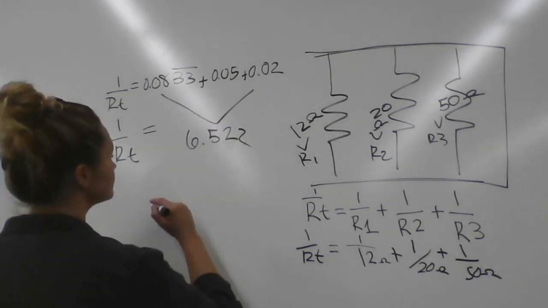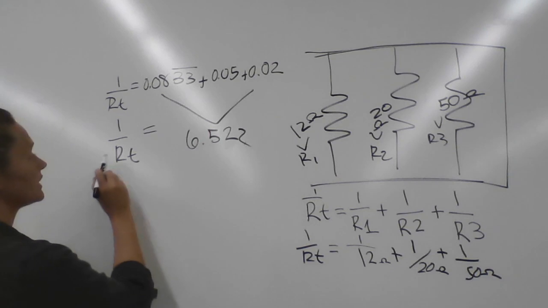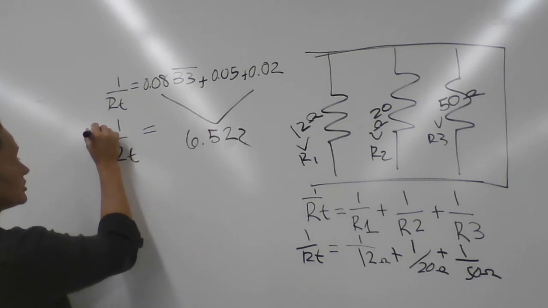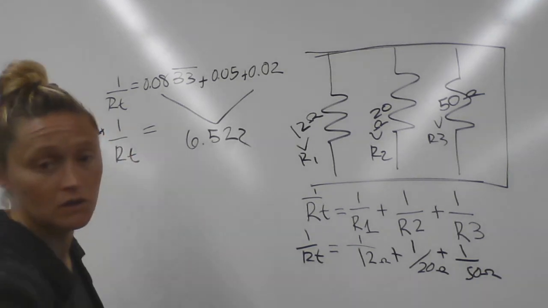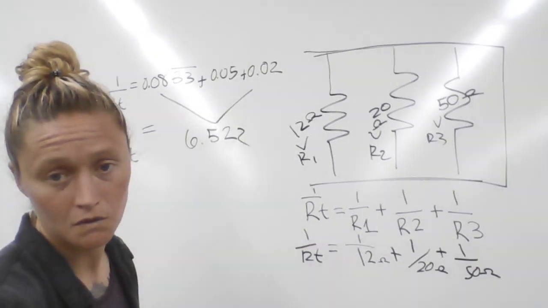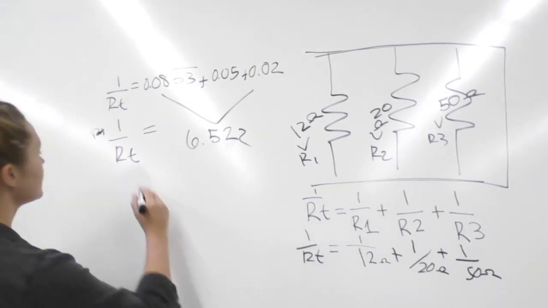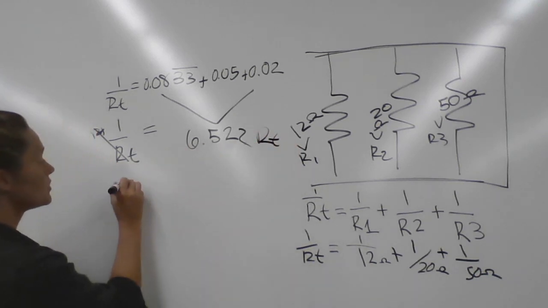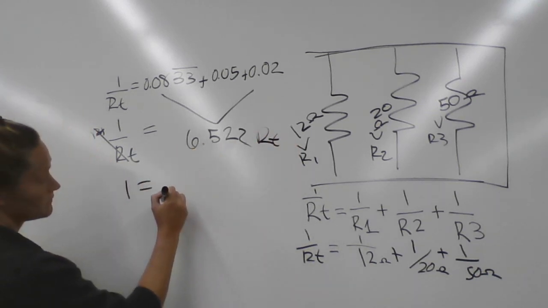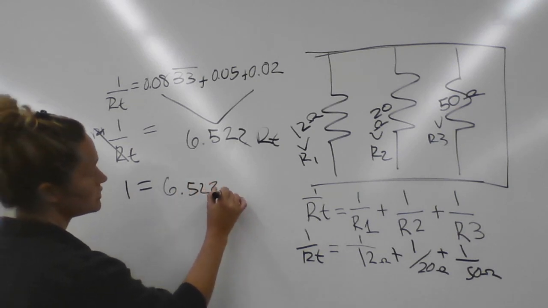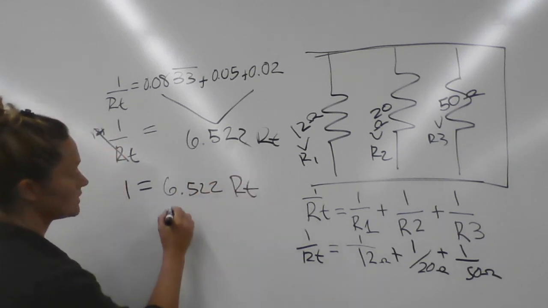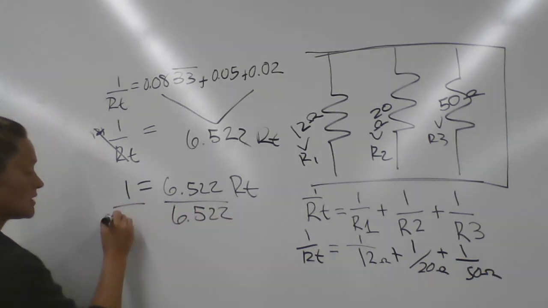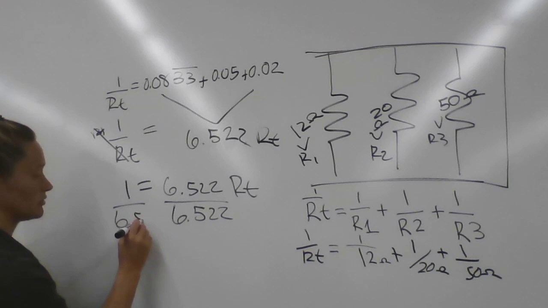Anyway. Okay, so this isn't right, but what we would do is multiply by RT, okay? Multiply by RT, this cancels out. We have our number, 1 equals 6.522 total resistance, okay? And then we want to divide by our decimal number. Divide. And that would actually be our total resistance.